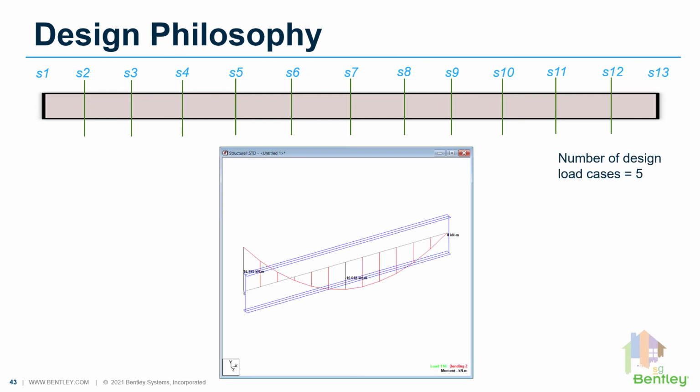Consider this 12-meter beam with a uniform I profile. I want to design this member using the IS800 code, and there are 5 load combination cases. The program first finds out the location of those 11 intermediate sections, and all member force values for each load case are computed from the analysis results.